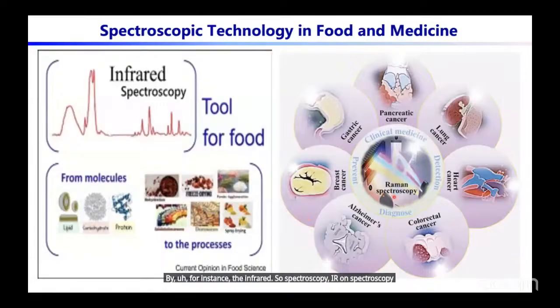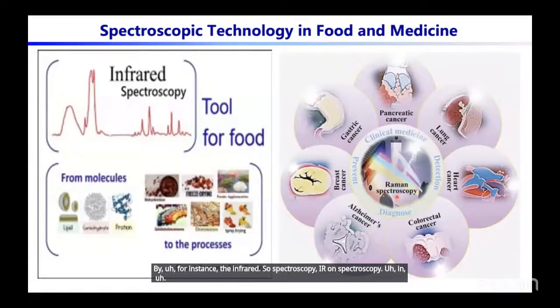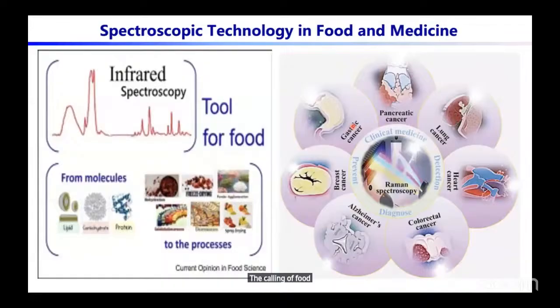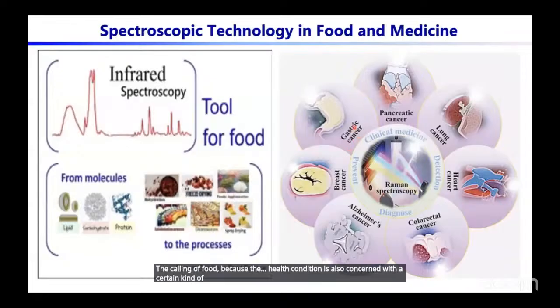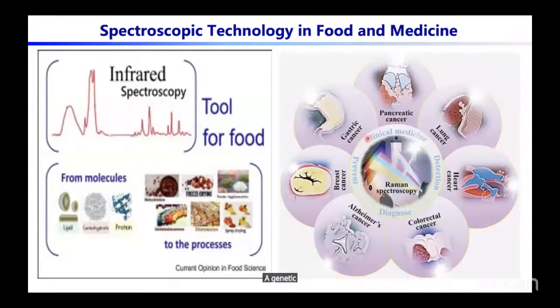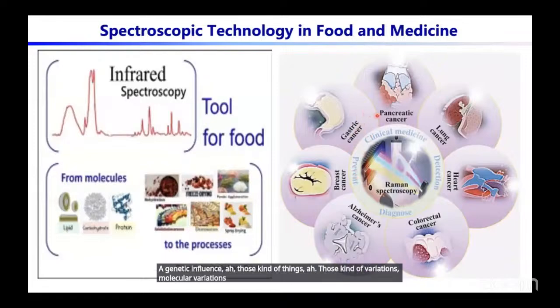In medical diagnosis, it is similar to the quality of food because the health condition is also concerned with certain kinds of molecules, proteins, genetic influence, those kinds of things. Those molecular variations can also be detected by spectroscopy, particularly Raman spectroscopy.